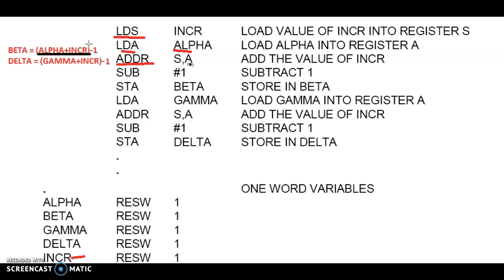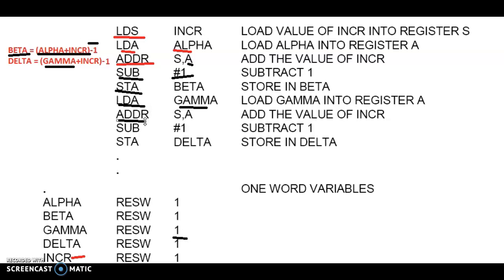Then perform the subtraction operation. So SUB #1, integer 1. Then store the result to beta. The accumulator will have the result, which will be stored to beta. Then load the accumulator with gamma, as the next statement is executed. Gamma is a variable reserved for one word. It will be loaded to the accumulator.